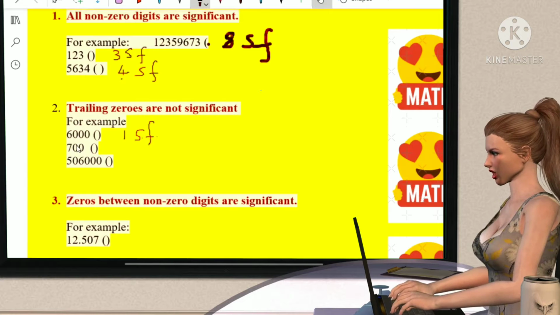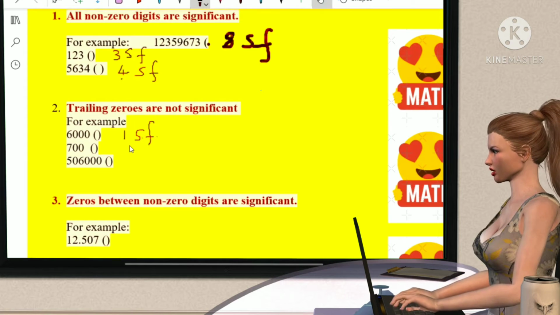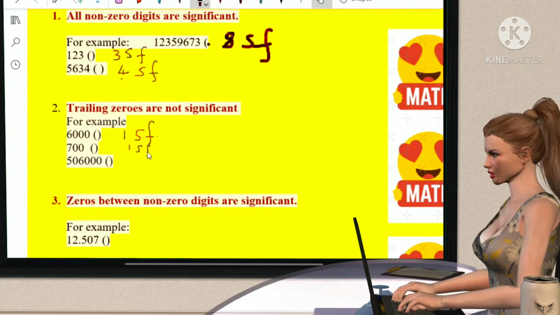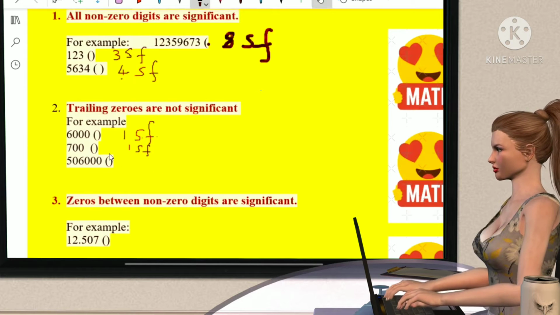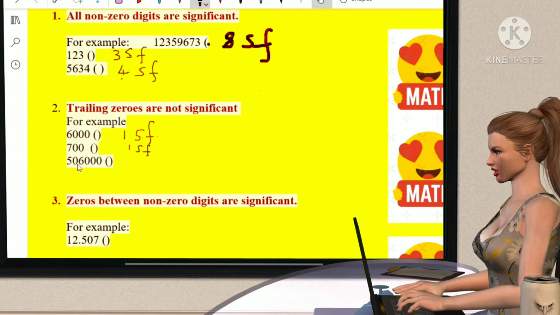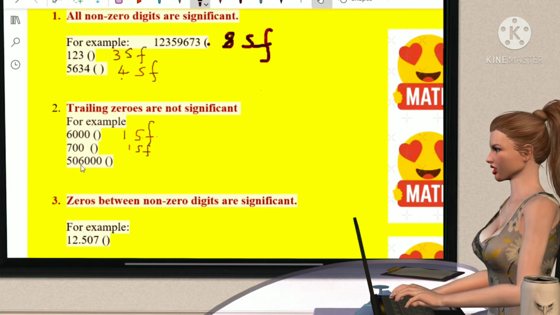700, you have 2 trailing zeros, so only the 7 is significant, so you have 1 significant figure. Good? We have 506,000. And of course, we're going to come back to that one.